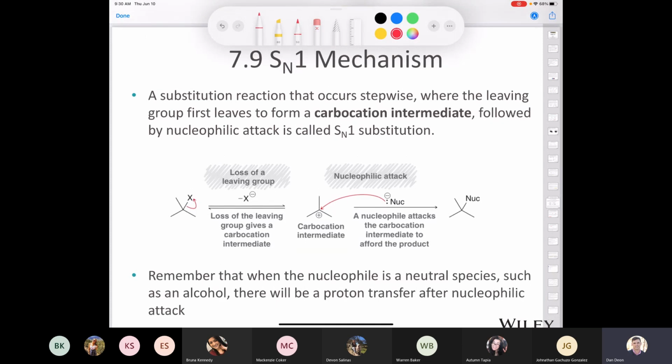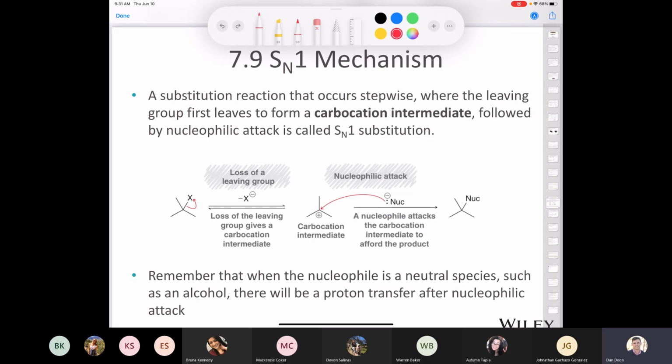Again, this is just a generic version of the mechanism here. So the substitution reaction that occurs stepwise first involves the formation of this carbocation intermediate followed by the nucleophilic attack. Now we saw when it was solvolysis, when we used an alcohol as our nucleophile, there was a proton transfer right at the very end. It's not shown here. We're assuming that the nucleophile has a negative charge. But again, it's the same generic mechanism over and over whenever we look at an Sn1 mechanism.